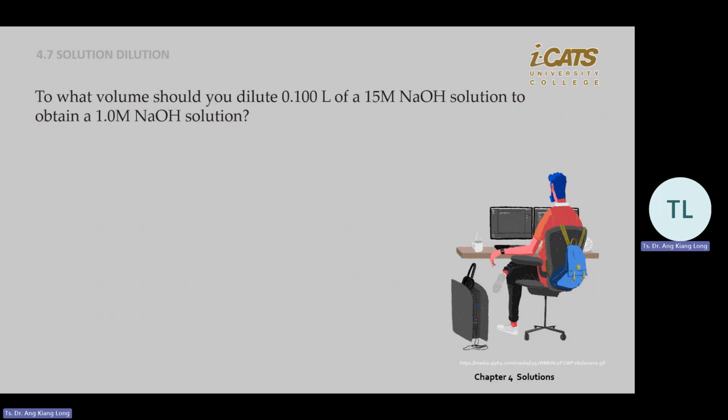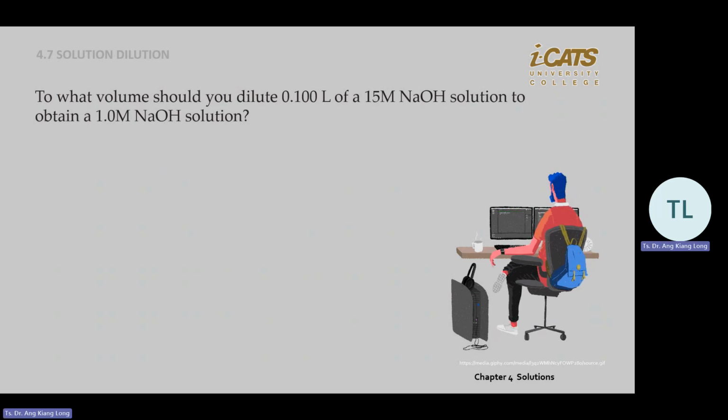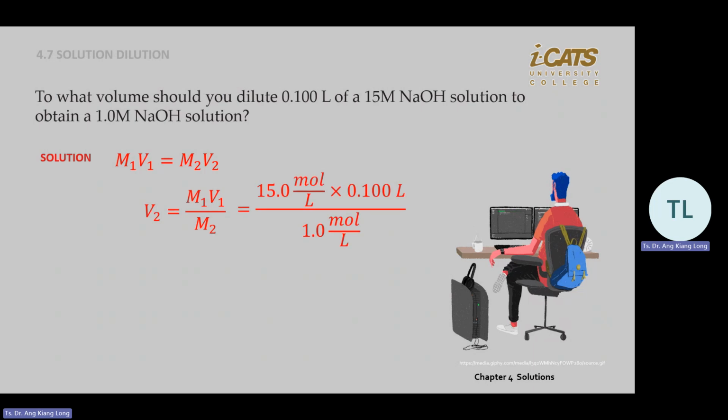There's something missing. In this case, it will be to obtain one mole of NaCl. This one is M2, the given M2. This one, 0.1 liter, is V1. 15M is M1. So you only lack one unknown. You rearrange the equation and you are able to find your V2.